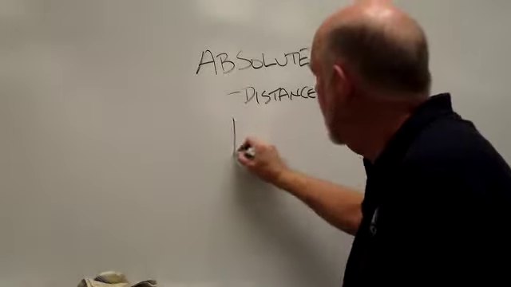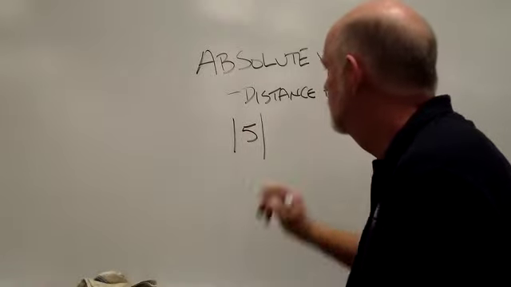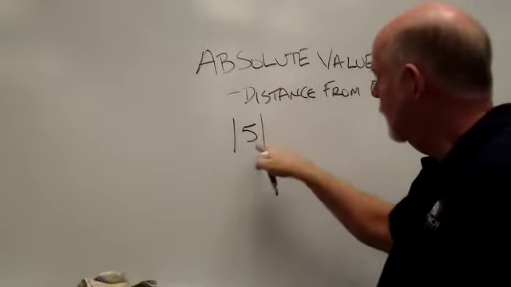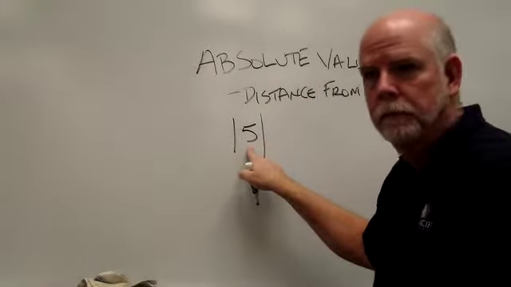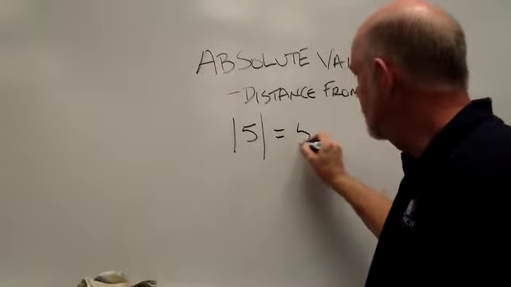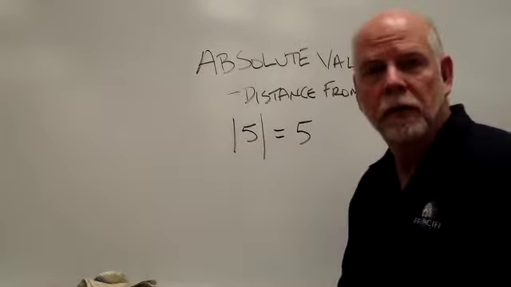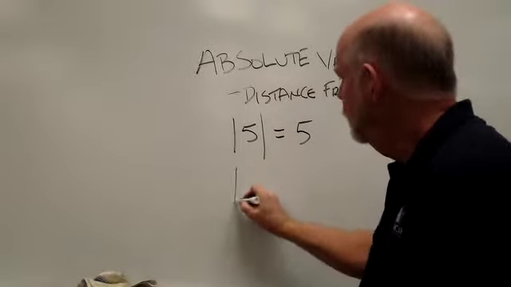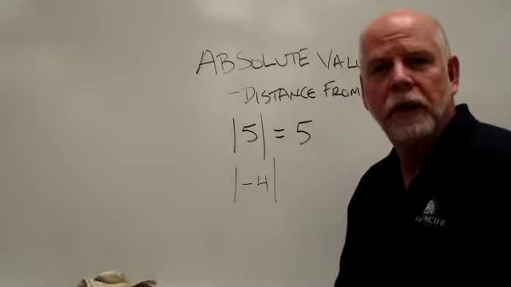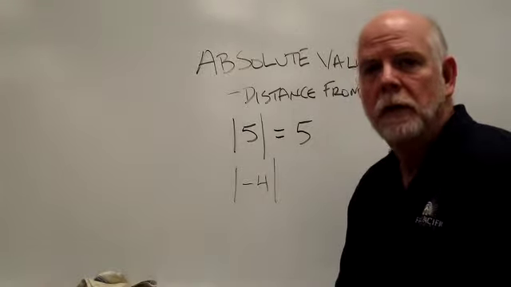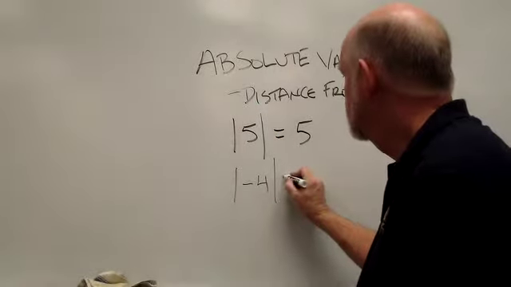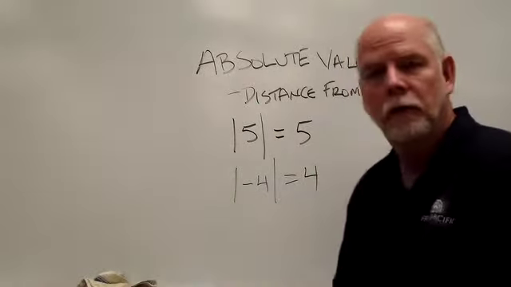And so if we're talking about the absolute value of 5, well, if we take it to this example that we're talking about, how far is 5 from 0? It's 5 units on the number line from 0. So the absolute value of 5 is 5, because that's how far 5 is from 0. What if we wanted the absolute value of -4? Well, how far is -4 from 0 on the number line? -4 is 4 units away, 4 units below 0. And so the absolute value of -4 is 4.